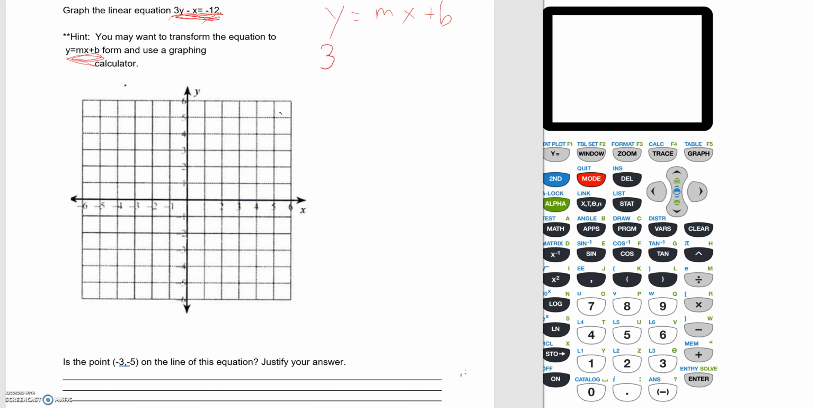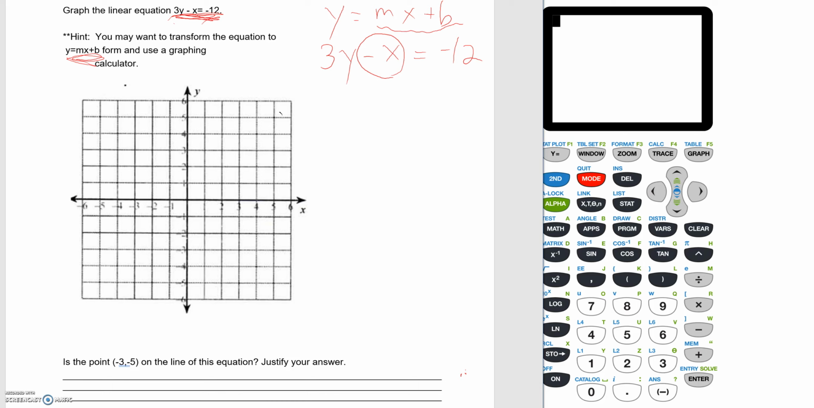Right now, the 3y is on the left side where it should be. The minus x is on the wrong side because we see it belongs on the right, mx plus b. And it looks like that minus 12 is in the right place. When we want to move a whole term, we have to make it cancel on the side it's on, and then do the same to the opposite side.